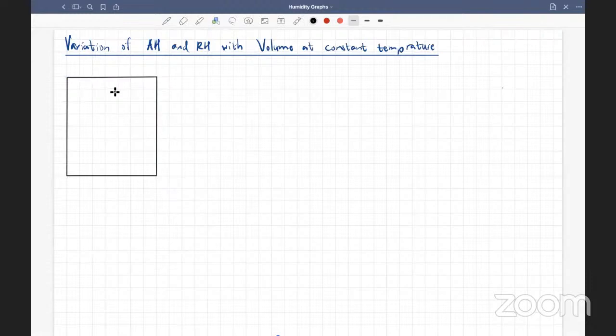So I'm going to make some copies. There are around 3 copies of this, and I'm going to show that the volume is decreasing maybe here.